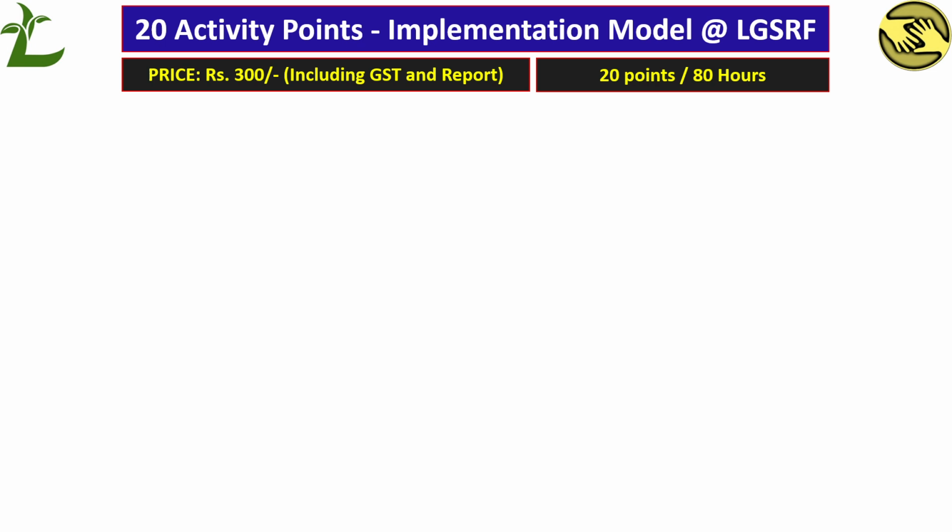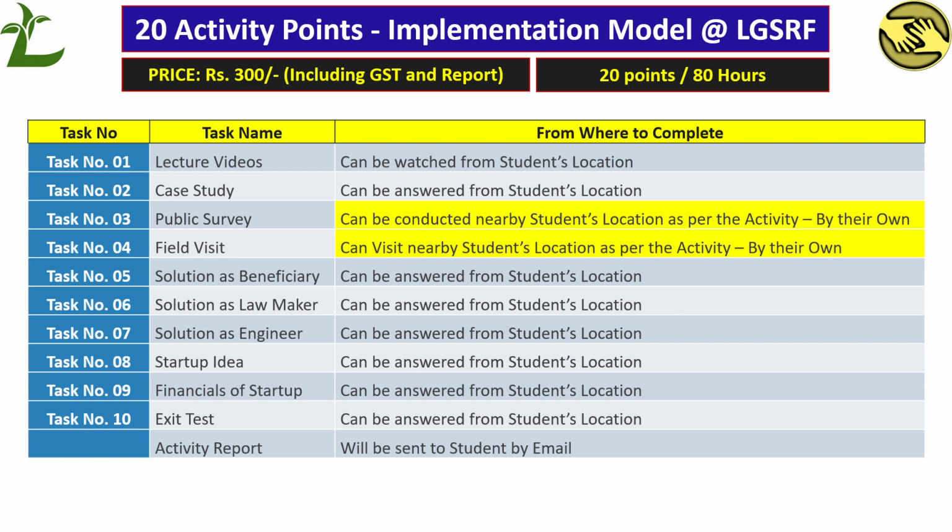The price is 300 rupees inclusive of GST and report, and this activity is for 20 points or 80 hours. As I mentioned earlier, we have 10 tasks under the 20 activity points, out of which task number 3 and task number 4 are the field works, the practical works. Rest of them are theoretical works.